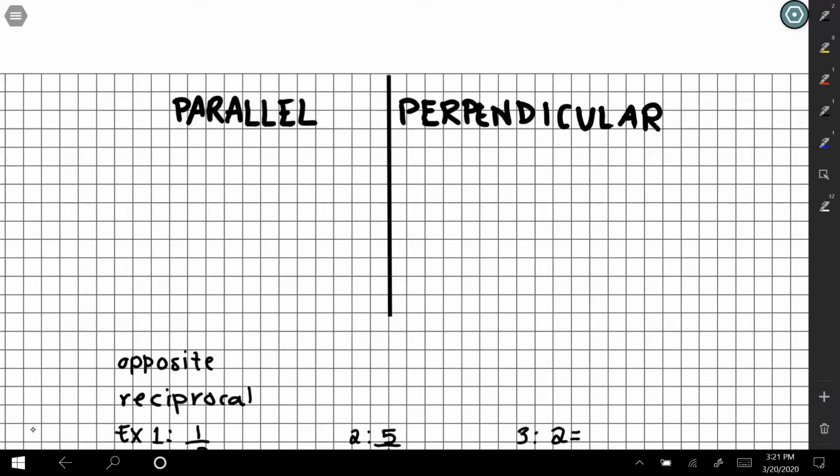Alright guys, so today we're going to talk about parallel and perpendicular lines. We're going to go through some notes first before we get into the math, just to go over what parallel lines are and what perpendicular lines are.